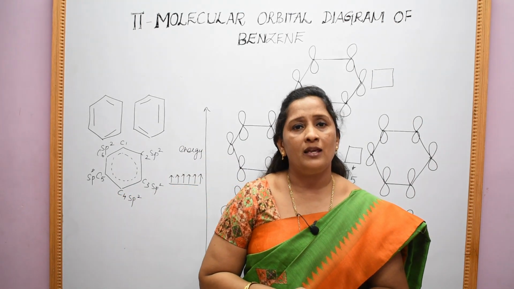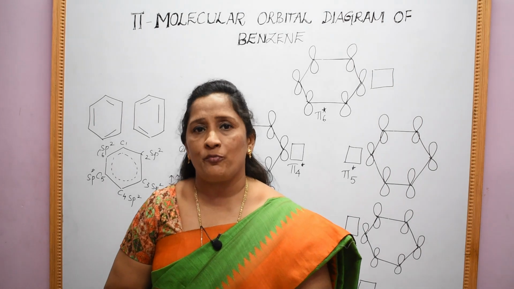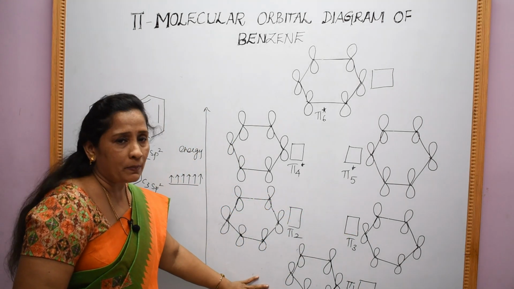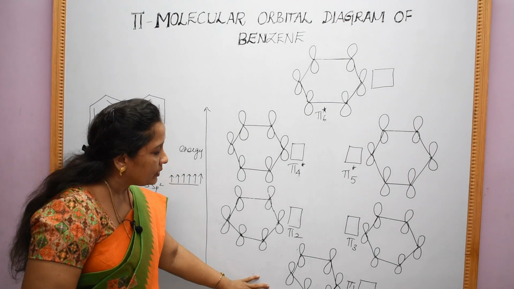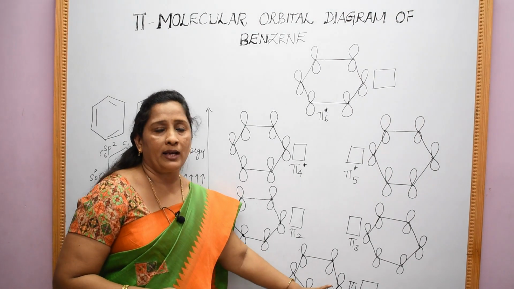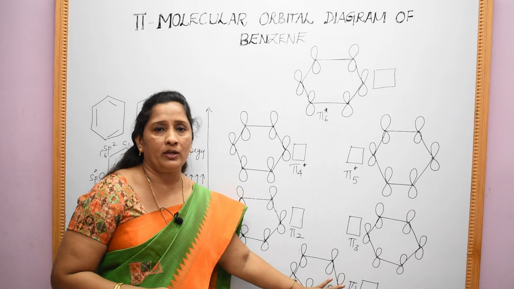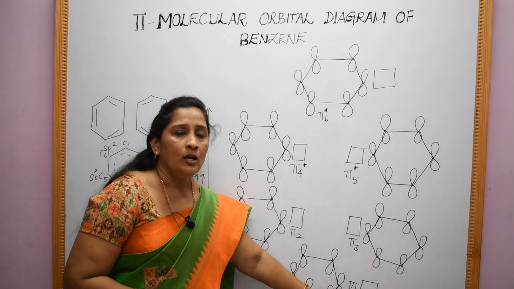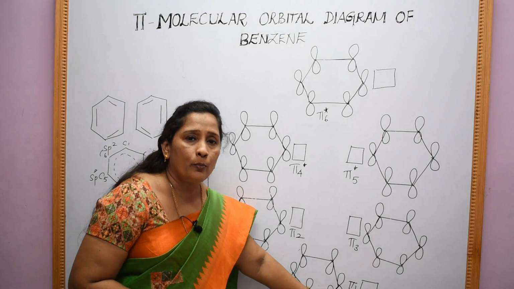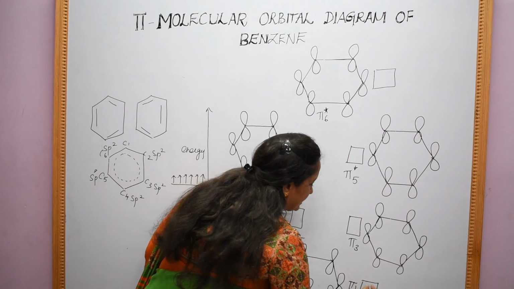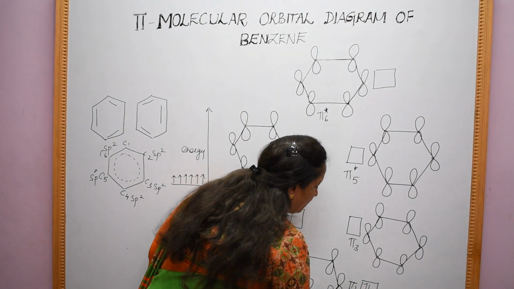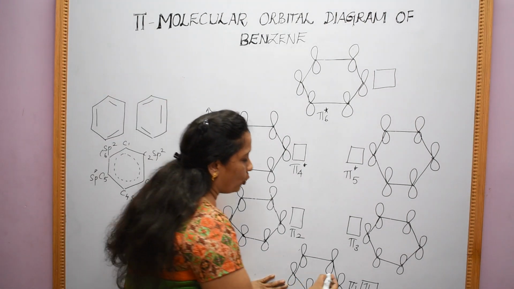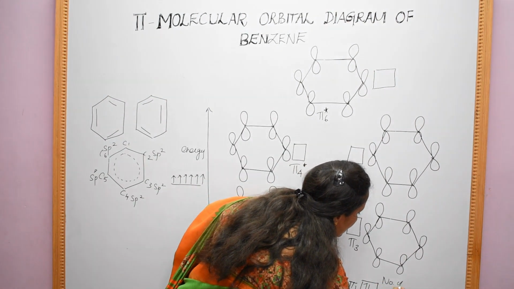Let us visualize the molecular orbital diagram of benzene. We have to draw the 6 pi molecular orbitals of benzene, and see how many bonding and anti-bonding interactions there are in the molecule. Pi 1 is the lowest, the lowest energy molecular orbital. We have 6 electrons, so 2 electrons occupy this pi 1 molecular orbital, and here the number of nodes is equal to 0.